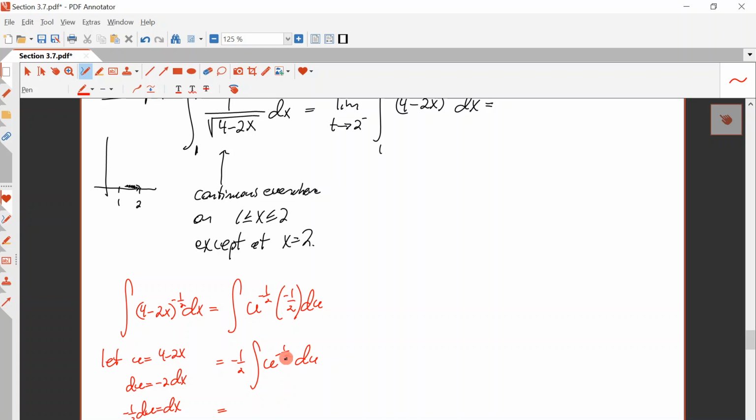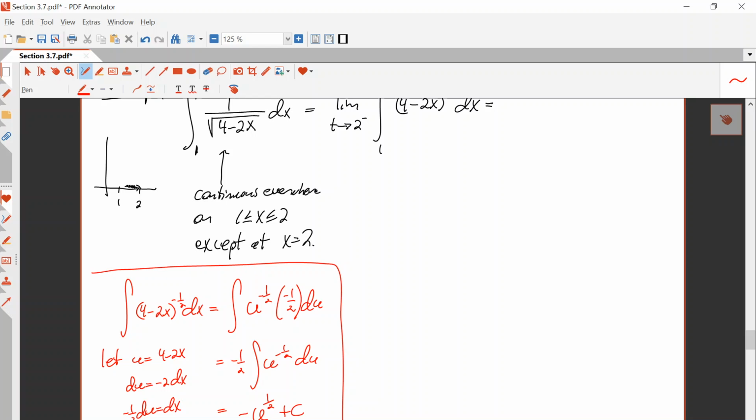Antiderivative of that: add 1 to negative 1/2, you get positive 1/2, reciprocal is 2. So positive 2, so I have minus u to the positive 1/2 plus c. So this is equal to minus square root of 4 minus 2x plus c. Okay, so there's that antiderivative.